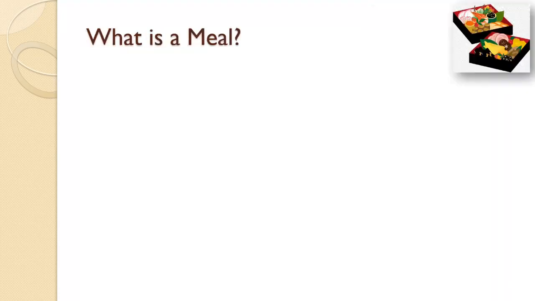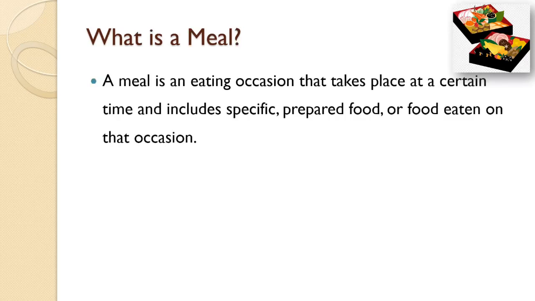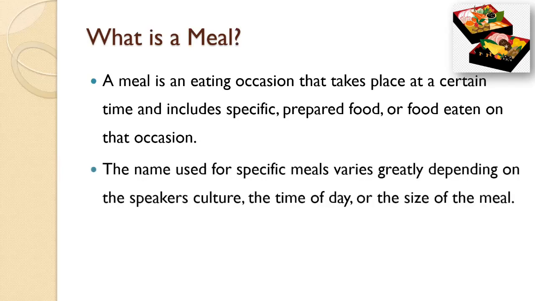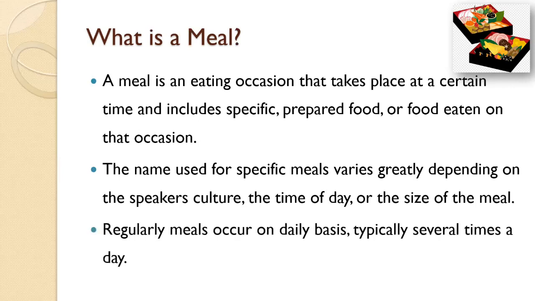Let's begin with the first objective, which is: what is a meal? A meal is an eating occasion that takes place at a certain time and includes specific prepared food eaten on that occasion. The name used for specific meals varies greatly depending on the speaker's culture, the time of the day, or the size of the meal. Regularly, meals occur on a daily basis, typically several times a day. A meal is basically food that we eat at a specific time period.